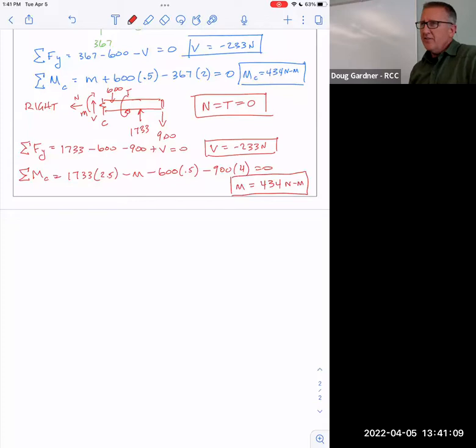Remember, the negative shear does tell you something. It just tells you what direction its neighbor that it's connected to is, helping push up or push down. So it's kind of cool just to see that you can get the same answer from both sides. So in this problem, I would have chosen the left because it's way easier.